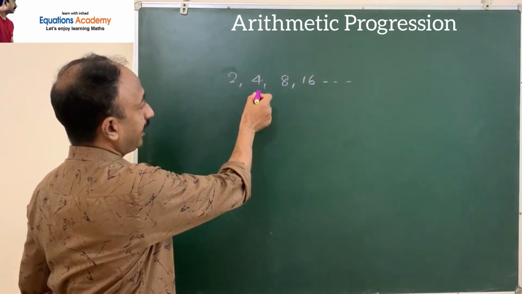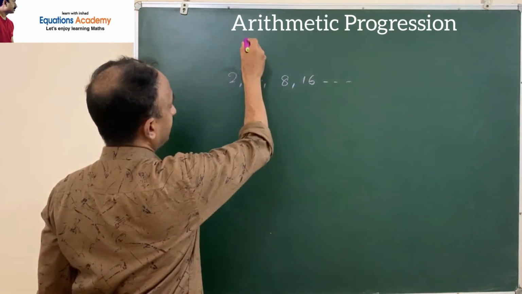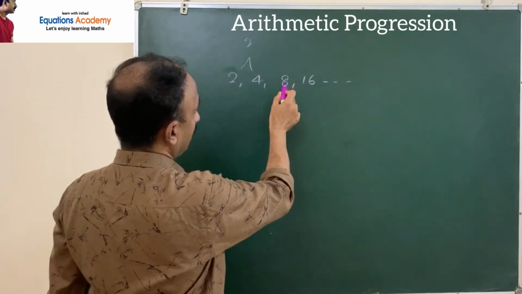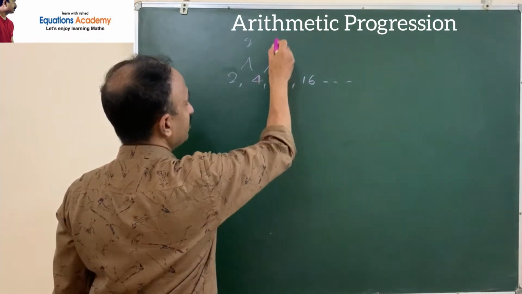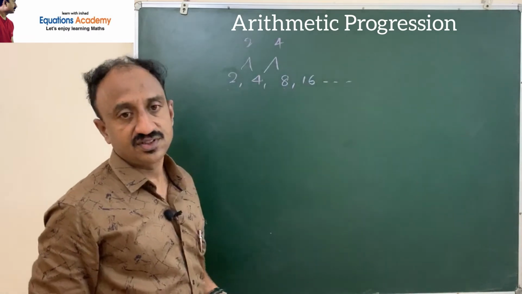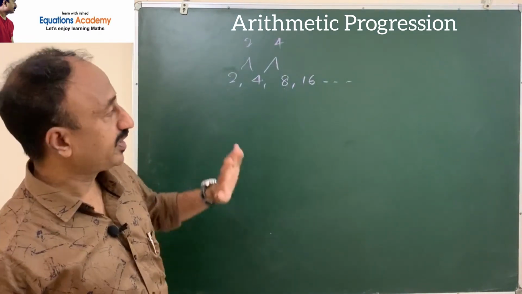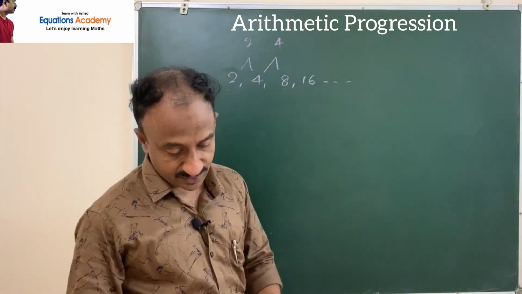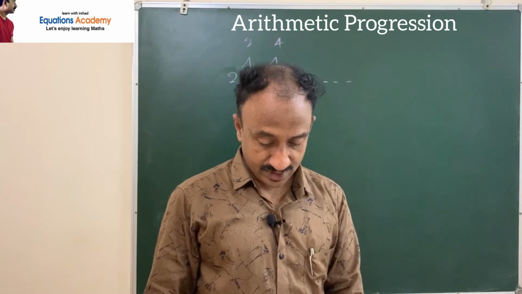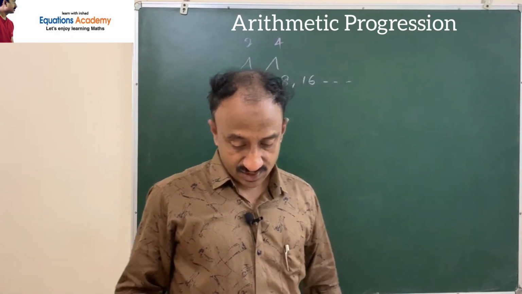Check the difference. Second term minus first term, 4 minus 2. Here the difference is 2. Now, third term minus second term, 8 minus 4 is 4. So, this is not an AP because there is no common difference. It is not an AP. Let us go to question 2. In this question 4, there are many sub questions. We will do some questions.